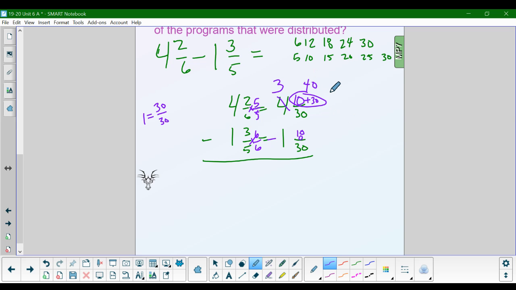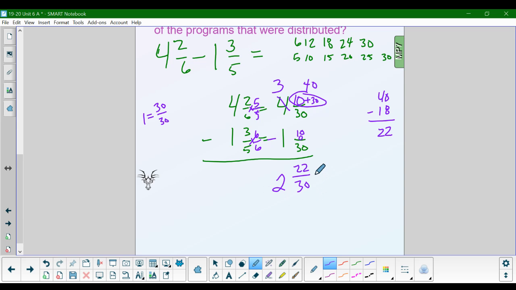Can I take 18 from 40? Yes, I can. So 40 minus 18, if you don't know, do it over here in scratch paper if you have to. This is what you're thinking. 40 minus 18 is going to give you 22. So you have 22 30ths, and then 3 minus 1 is 2. Don't forget you borrowed that one. So 2 and 22/30ths.